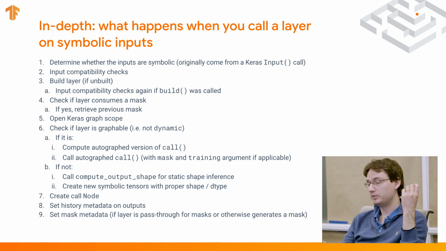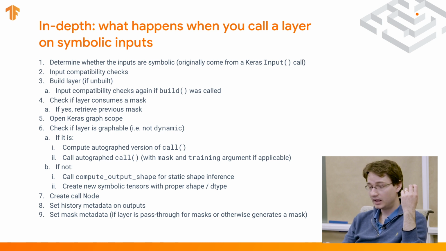And in this call, you're going to be incorporating the mask argument, if it's present, and the training argument, if applicable. If the user has not passed an explicit training Boolean argument in this layer call, then it will default to the Keras learning phase tensor, which is a global symbolic tensor that we set its value when you call fit or evaluate.